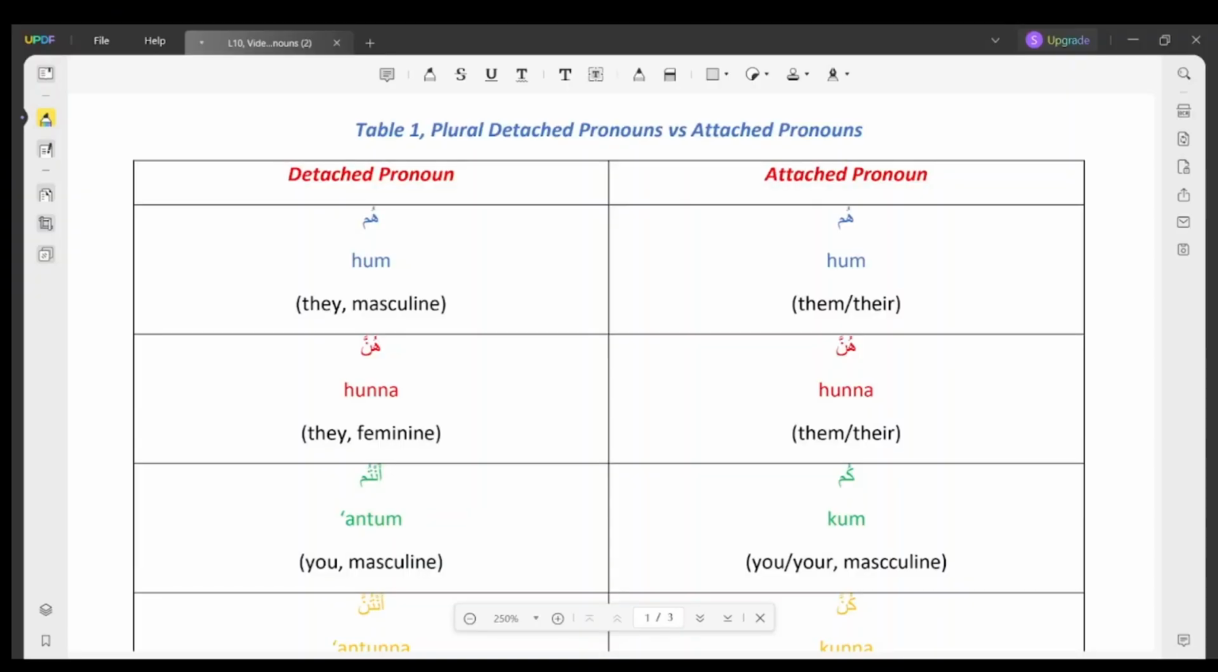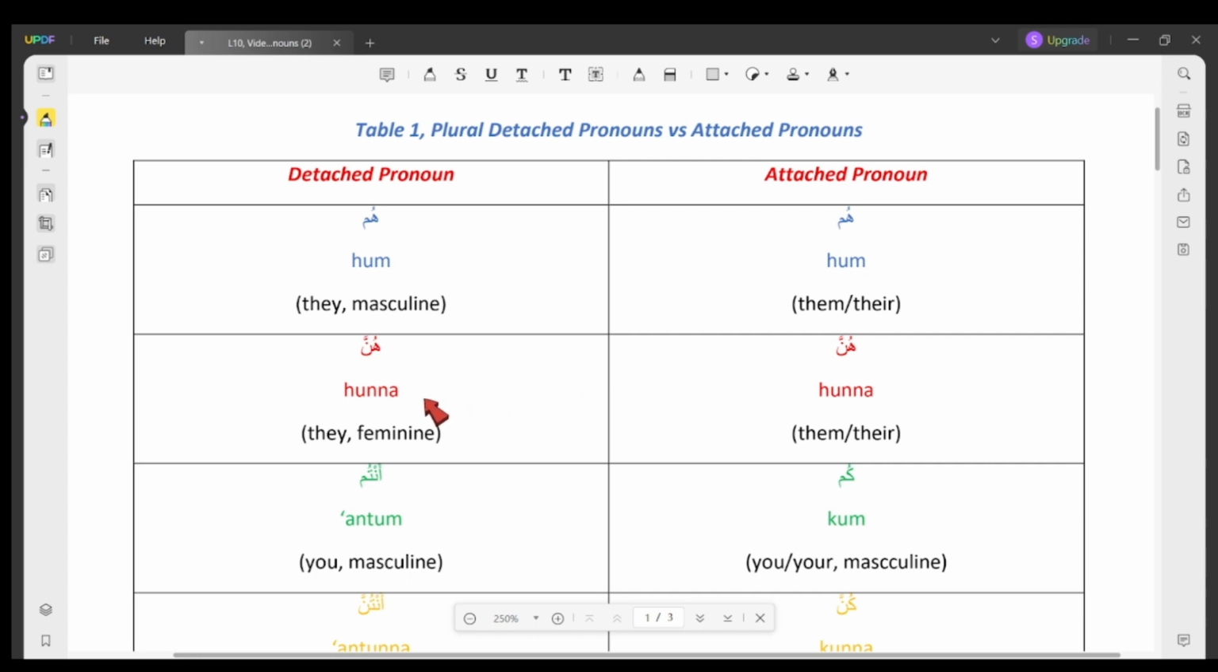Let's start with the first one. Whom, meaning they. And on the right side, whom, meaning their or them depending on the context. So as we can see, there's no difference between the attached form and the detached form of the first one, which makes it really easy to learn. It goes whom.